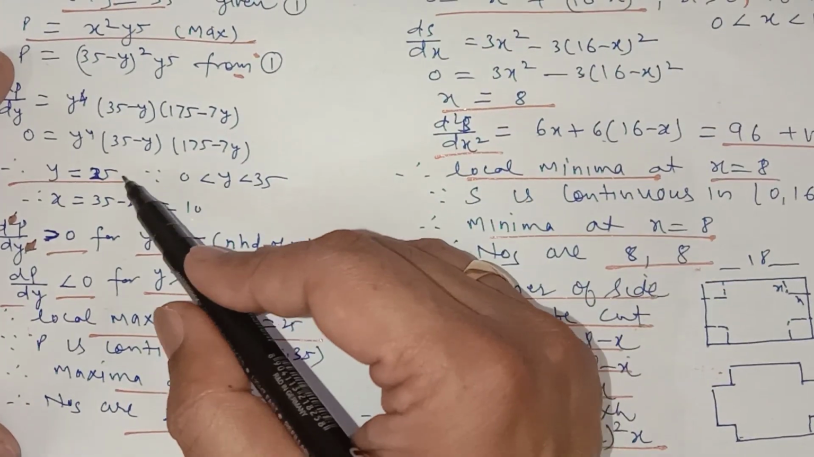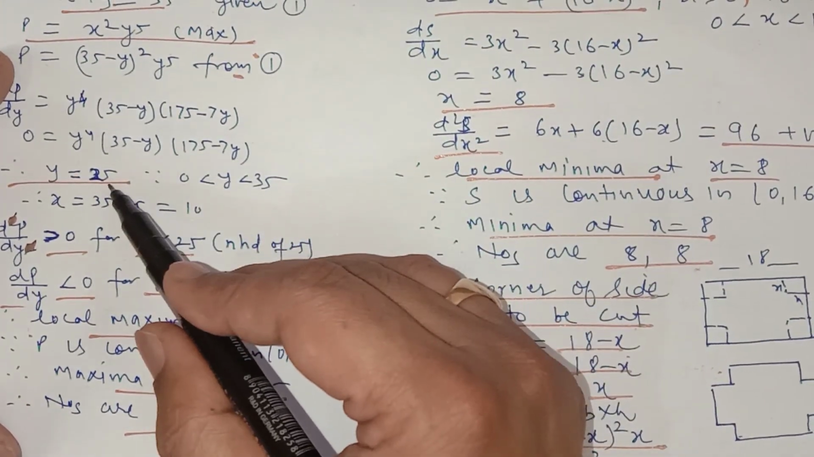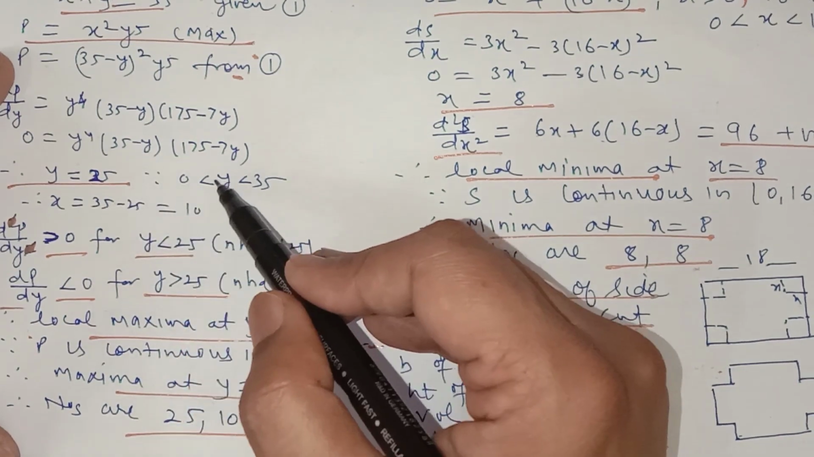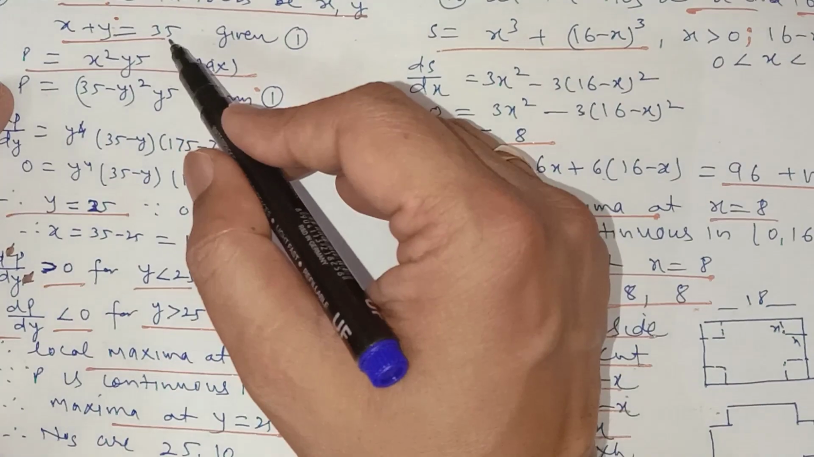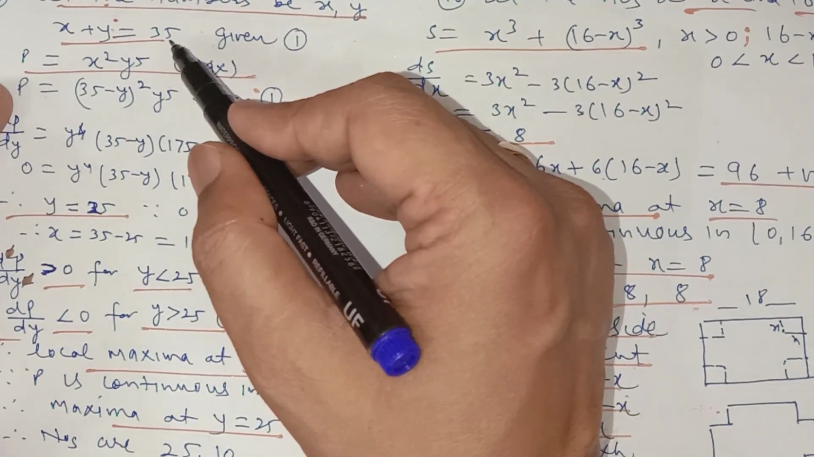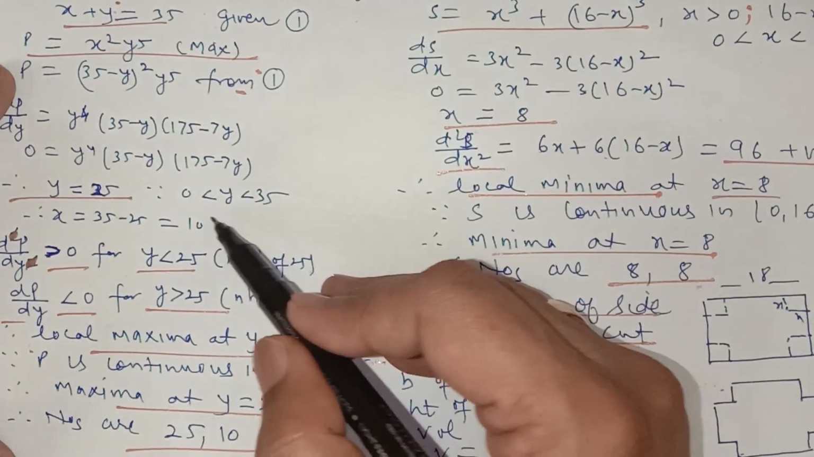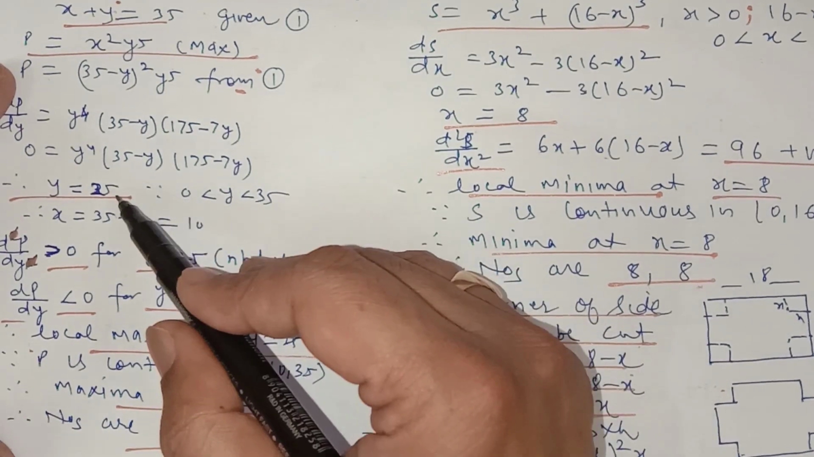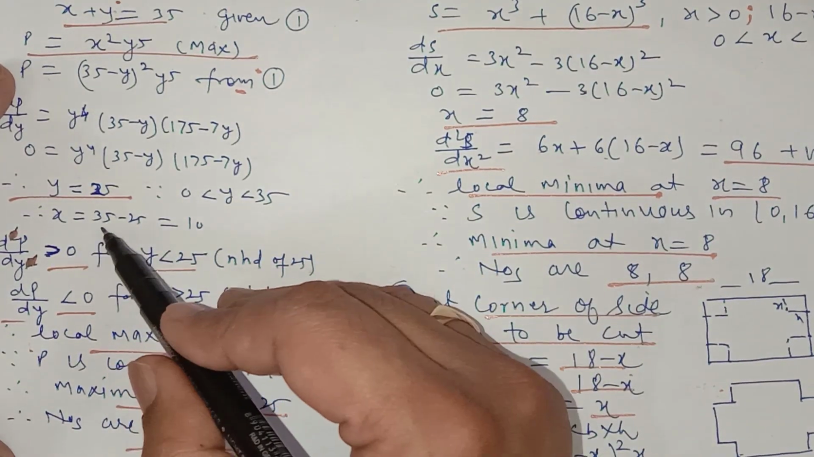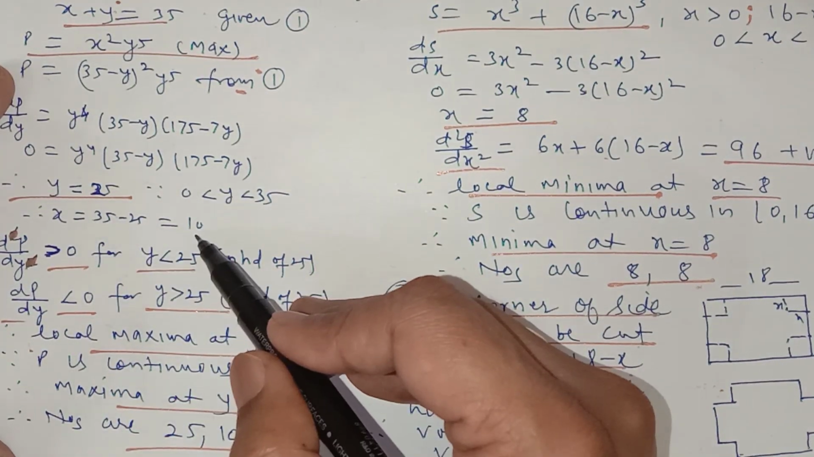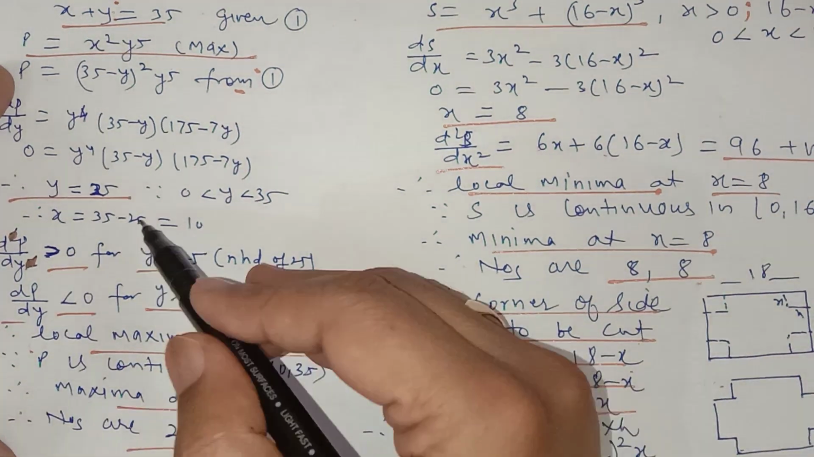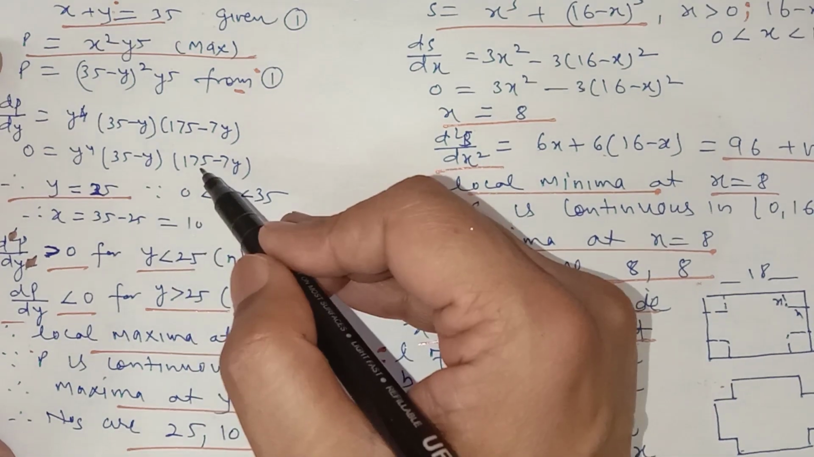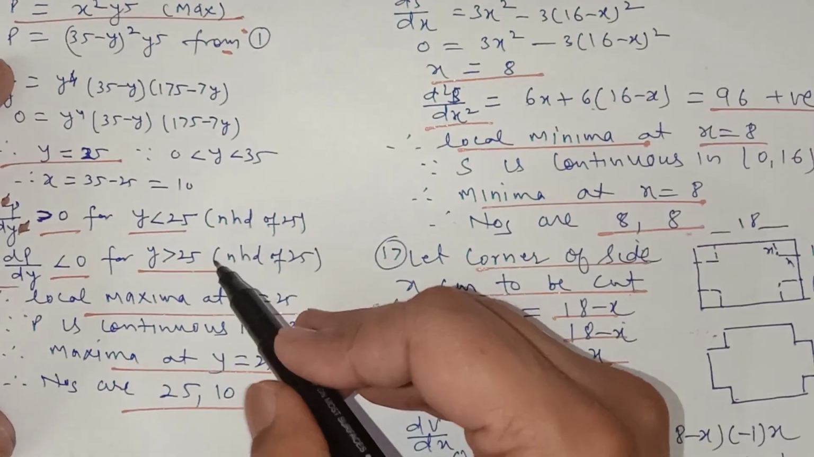You are getting the value of y as 25, because the value of y should lie between 0 and 35, because the sum of the two numbers is 35 and you have to break it into 2. So the number which is lying in this interval is 25 only. So x will be 35 minus 25, that is 10. Now you can use the second derivative test to find its maximum or minimum. I've used here the first derivative test.